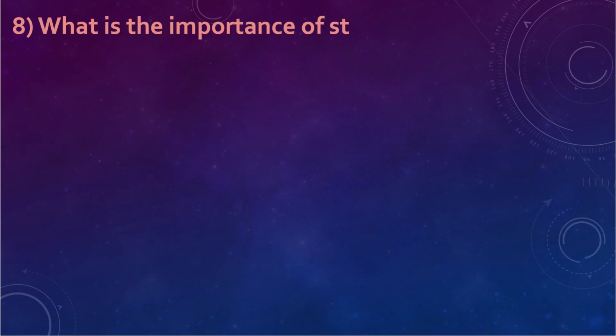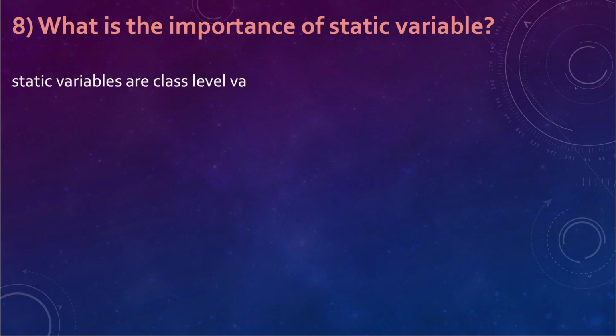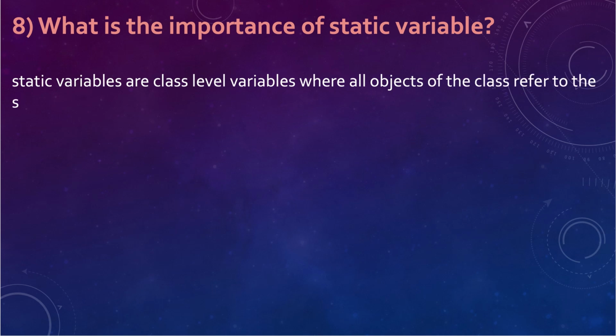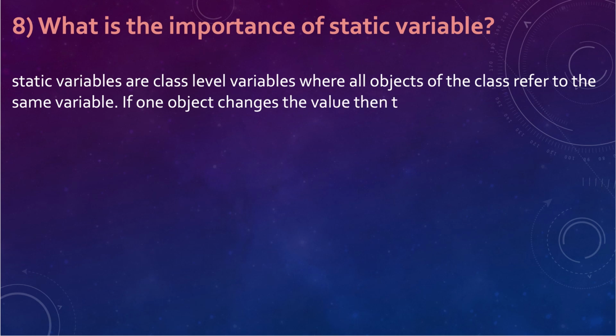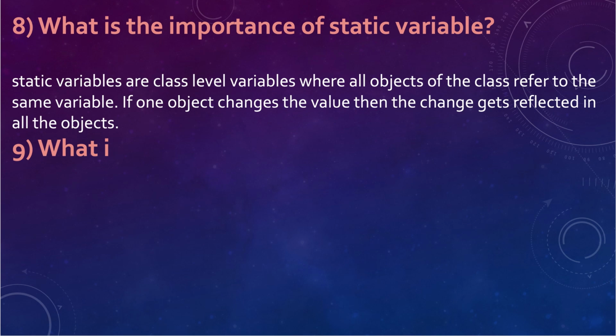What is the importance of static variable? Static variables are class level variables where all objects of the class refer to the same variable. If one object changes the value, then the change gets reflected in all the objects.